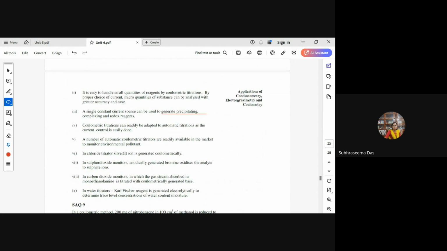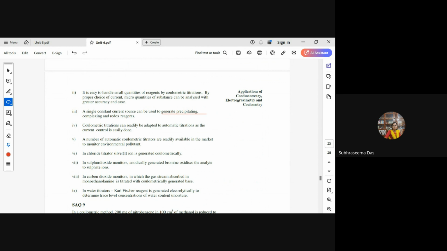Coulometric titrations can be readily adapted to automatic titrations as the current control is easy. A number of automatic coulometric titrators are commercially available, and they have particularly been used to monitor environmental pollution. In chloride titrators, Ag plus ion is generated coulometrically. In sulfur dioxide monitors, anodically generated bromine oxidizes the analyte to sulfate ions. In carbon dioxide monitors, the gas stream absorbed in monoethanolamine is titrated with coulometrically generated base.